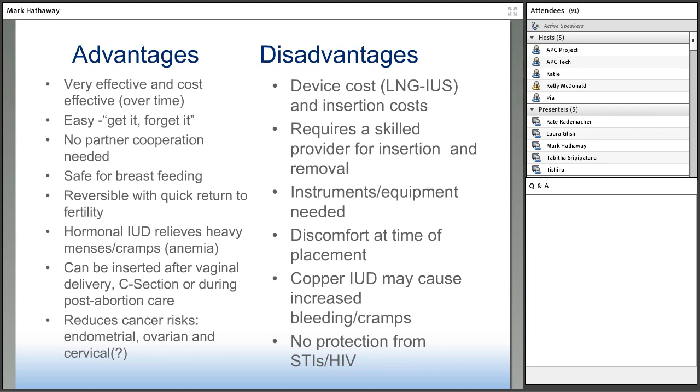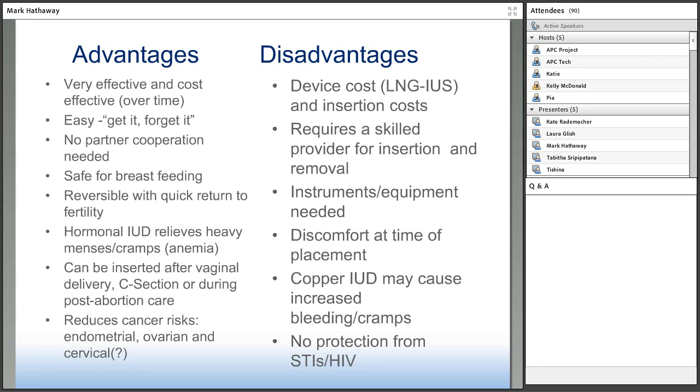They're safe for breastfeeding. Both the hormonal and the copper IUD are safe for women who desire to breastfeed. They're reversible with a quick return to fertility. The hormonal IUD has a particular advantage in that it relieves heavy menses or cramps and may even have an impact on reducing anemia. They can be inserted after vaginal delivery as well as during a C-section or during post-abortion care, and Laura is going to speak more to that as well.